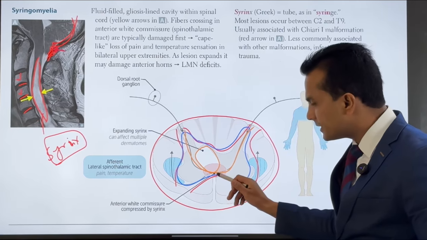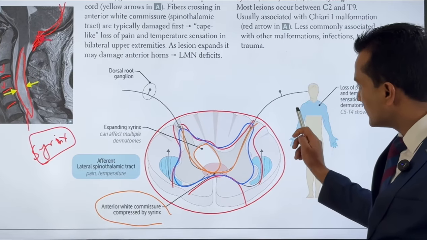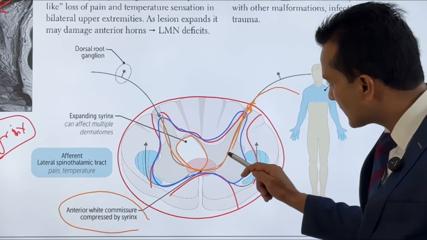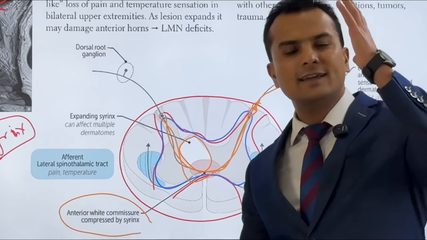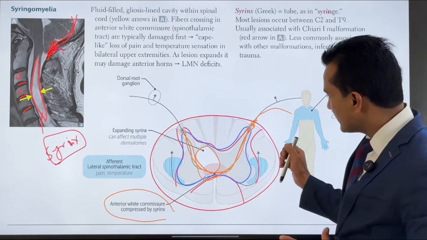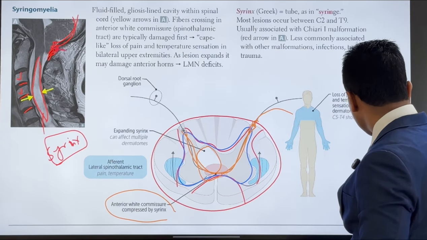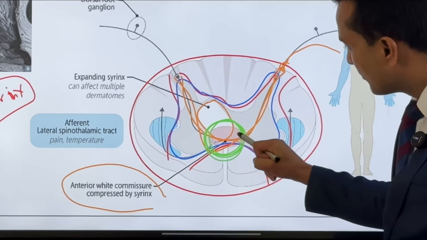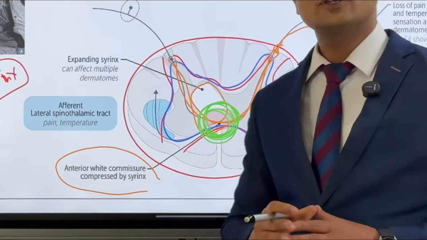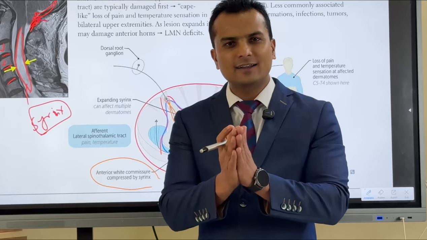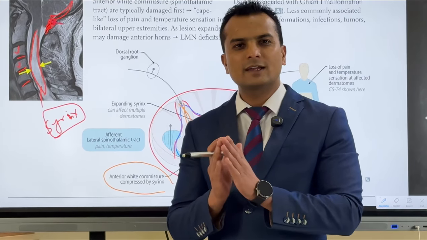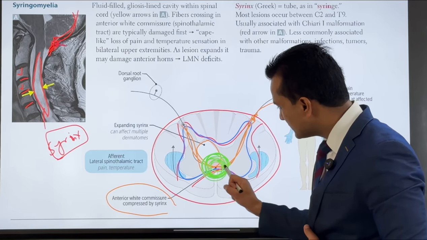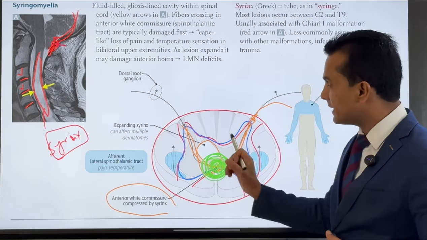This is a crossing point here. This is called the anterior white commissure. Pain and temperature sensation from the other side of the body enters the spinal cord through the first order neuron, crosses to the opposite side, and then ascends contralaterally. This junction of the anterior white commissure is very important, because at this junction the second order neurons of the spinothalamic tract cross, right to left and left to right. This is a crossing point, and this is the point compressed by the syrinx.